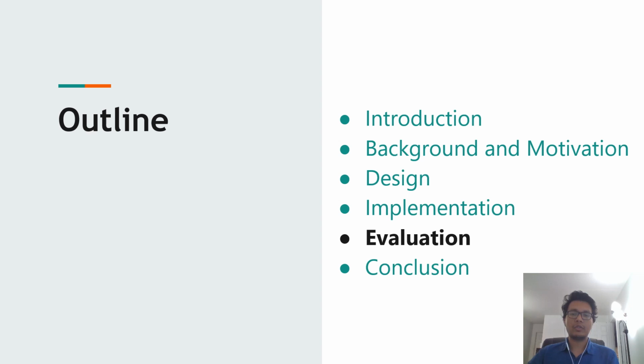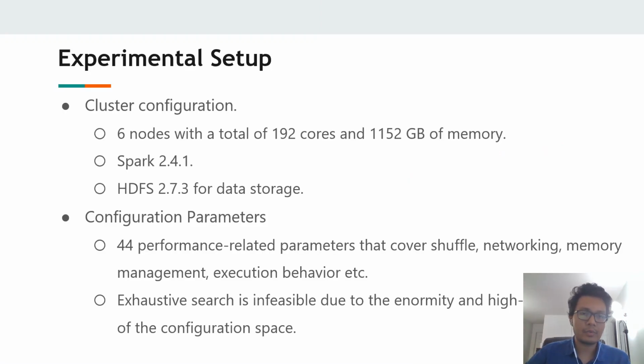Now we go over the evaluation of our paper. In our experimental setup, we use 6 nodes with a total of 192 cores and 1152 GB of memory. We use Spark 2.4.1 and HDFS 2.7.3. We tune 44 core performance related parameters that cover shuffle, networking, memory management, execution behavior, etc. An exhaustive search of this configuration space is infeasible due to the enormity and high dimensionality of the configuration space.